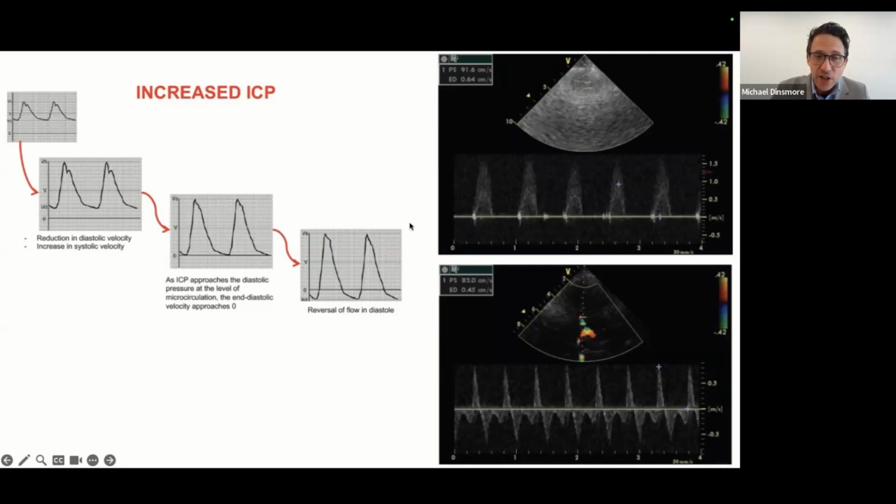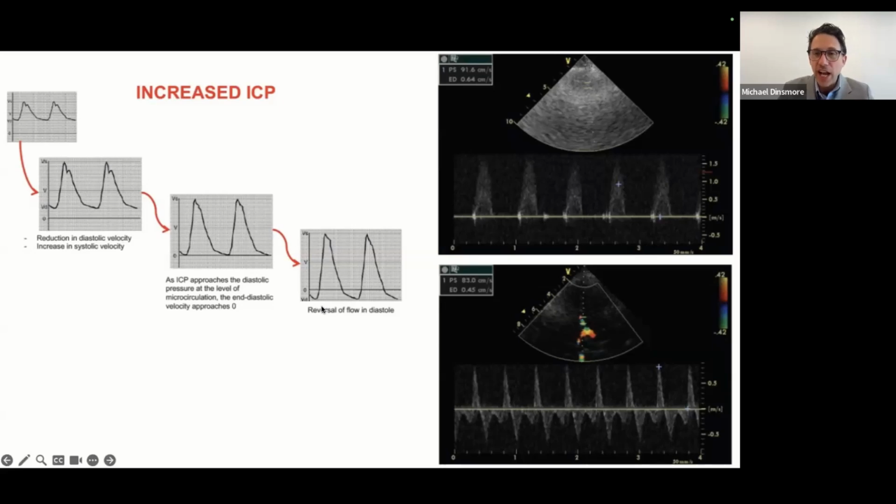When you see these last two diagrams here on the right, when the actual ICP approaches the diastolic of 0, that's increased ICP, and then you actually might get this oscillating flow, where it's like a backflow, and the diastole goes actually below baseline.